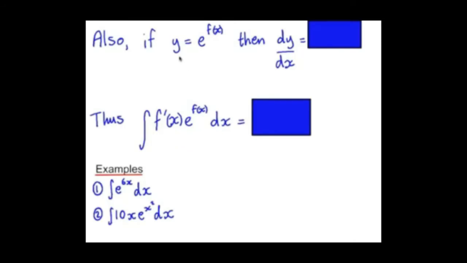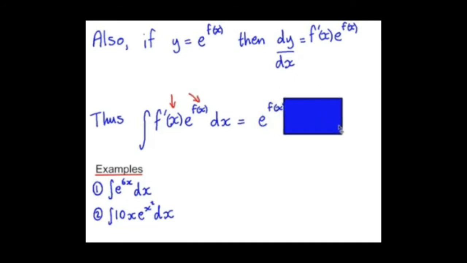We also know that if we differentiate y equals e to the power of f of x, some function of x, then dy by dx is the derivative of that function multiplied by e to the power of f of x. So again, in reverse, to anti-differentiate or to integrate something of the form f dash x e to the f of x, the result will be e to the power of f of x, and don't forget the plus c, that constant of integration again.